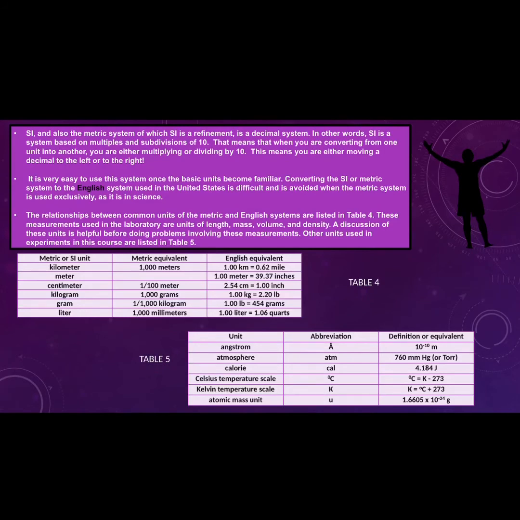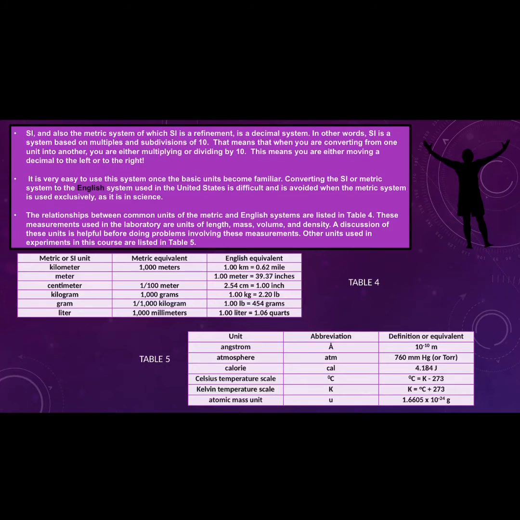SI, the metric system, is a decimal system. In other words, it's a system based on multiples and subdivisions of 10. So everything is multiplied or divided by 10, whether you're moving your decimal to the right or to the left. It's super easy to use once you become familiar with it. Converting SI or metric system to English system is a little bit more difficult because you can't just move the decimal. So that was number 7. You should have had English system.